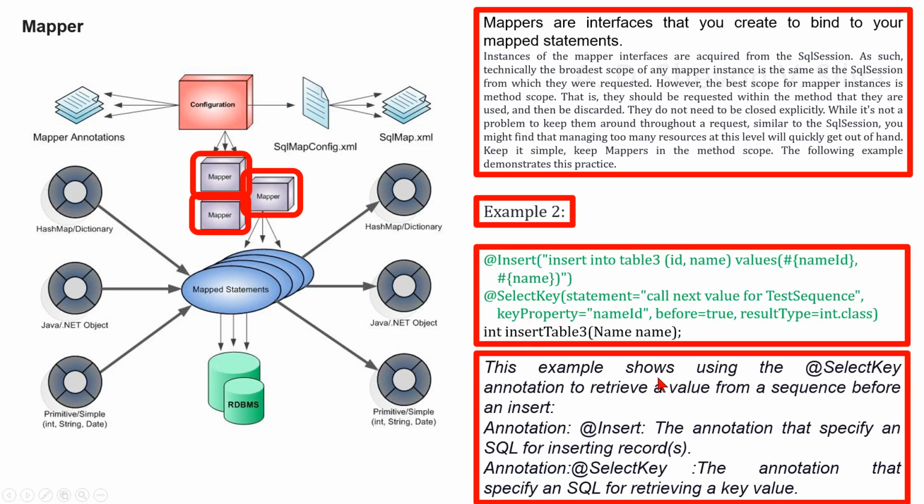This example shows using the @SelectKey annotation to retrieve a value from a sequence before insert. Here the insert annotation specifies a SQL for inserting records. Here this value returns an SQL for inserting records.